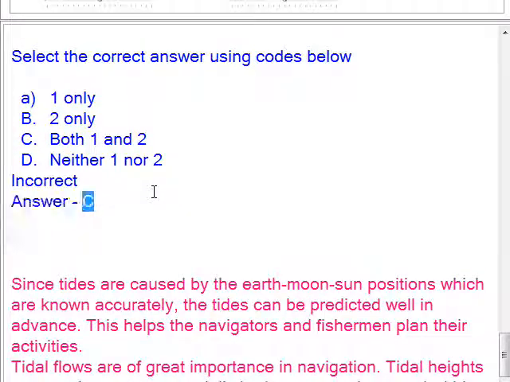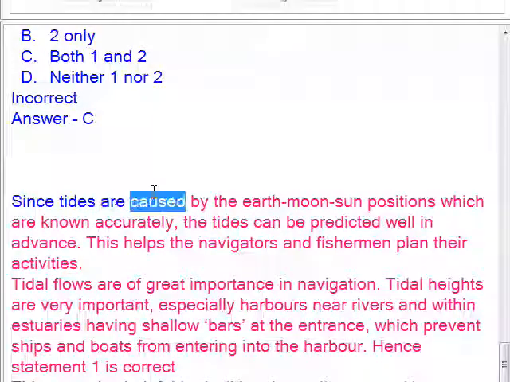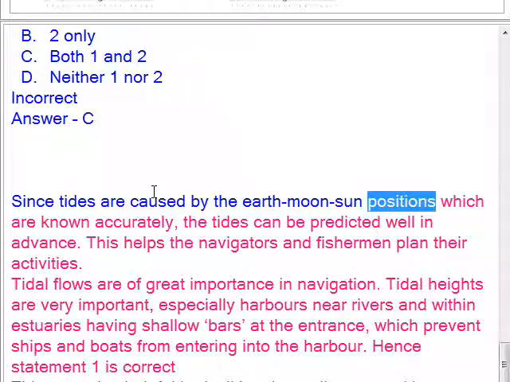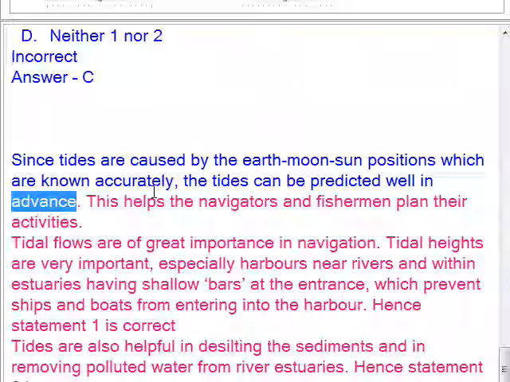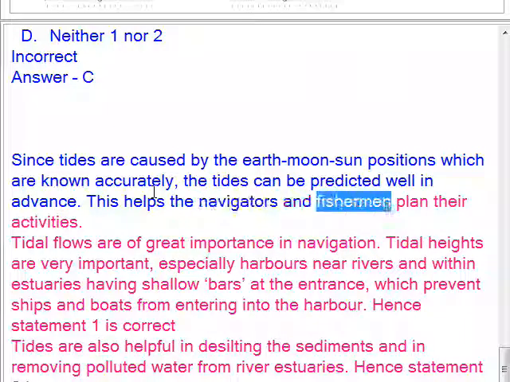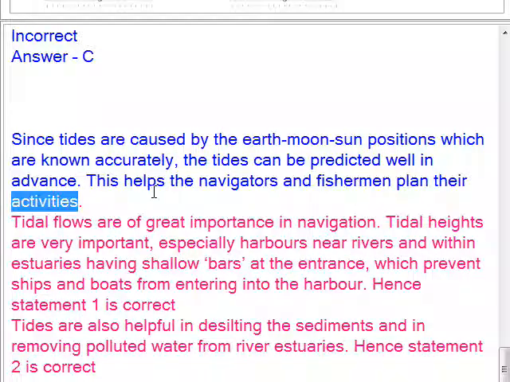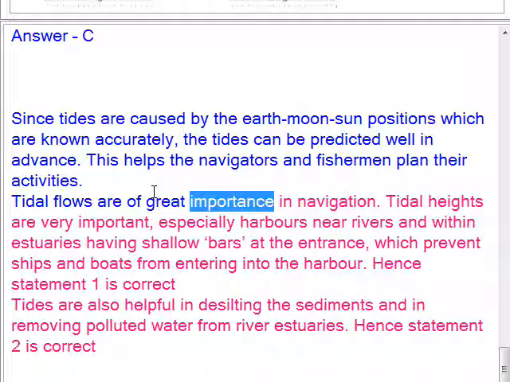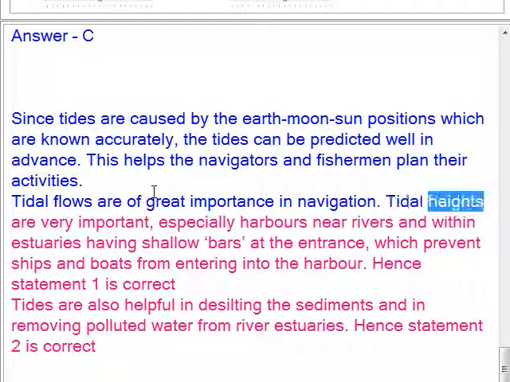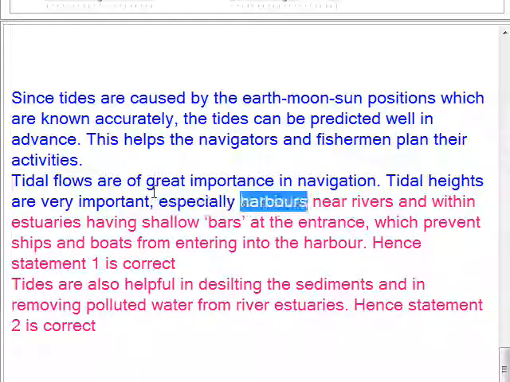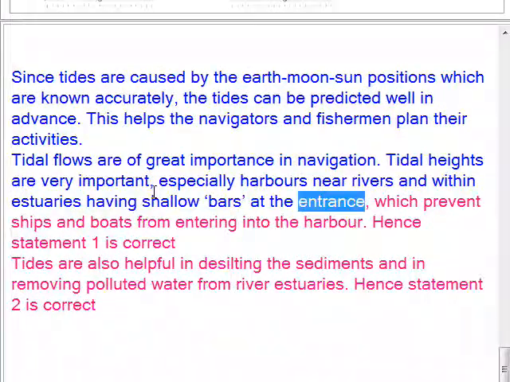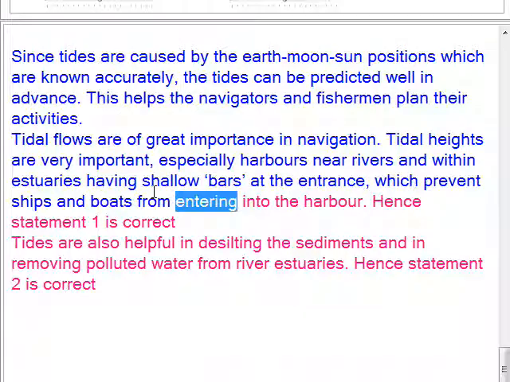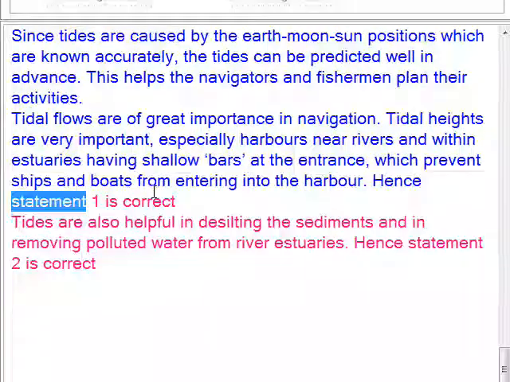Correct answer, C. Since tides are caused by the Earth, Moon, Sun positions which are known accurately, the tides can be predicted well in advance. This helps the navigators and fishermen plan their activities. Tidal flows are of great importance in navigation. Tidal heights are very important, especially for harbors near rivers and within estuaries having shallow bars at the entrance, which prevent ships and boats from entering into the harbor. Hence statement 1 is correct.